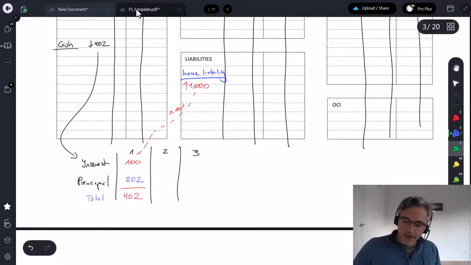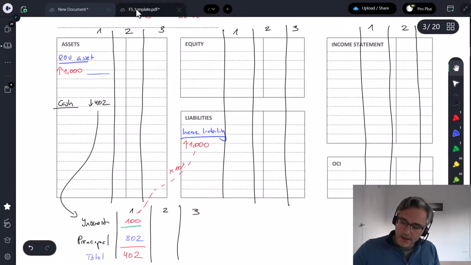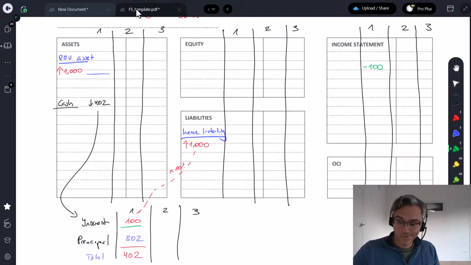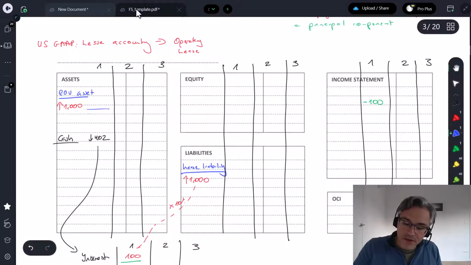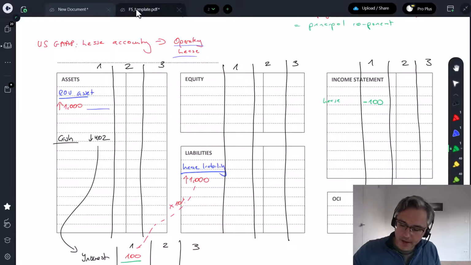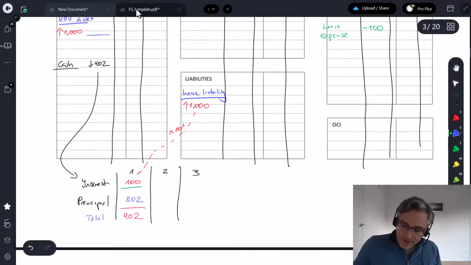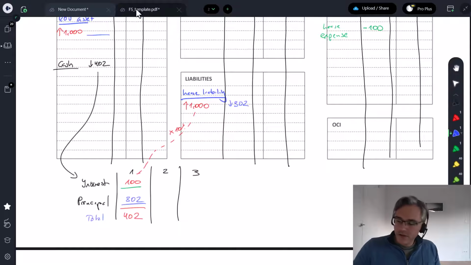So let's do it again. 100 interest. Take that to P&L, minus 100. But don't call it amortization. If it's US GAAP and you're accounting for an operating lease, this will be called the lease expense. Okay, fine enough. This principal component, like before, reduces the balance sheet value of the liability, making it drop to, well, 698.